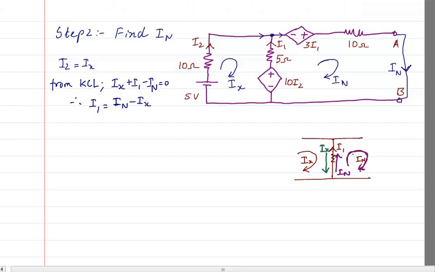Okay, Ix. So now I have two currents, I1 going up and Ix going down, and even IN is going up. So I1 and IN are in the same direction. So I will write I1 is equal to IN minus Ix. Why? Because I1 and IN are in the same direction. If Ix direction had been opposite, suppose it had been going down, the same as the I1 direction, then I would have written I1 is equal to Ix minus IN.